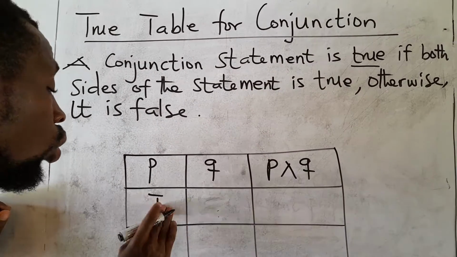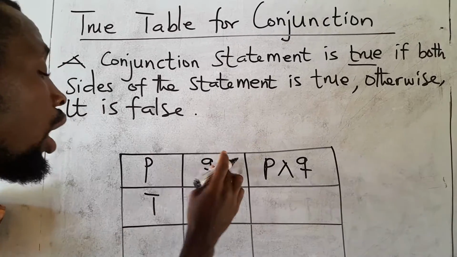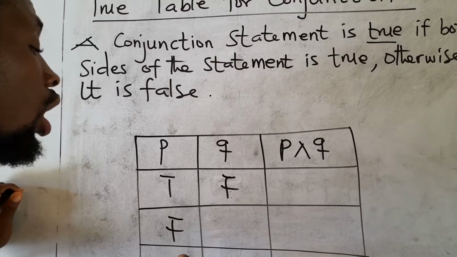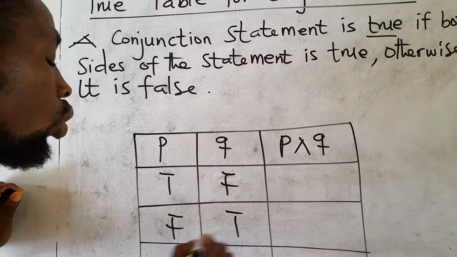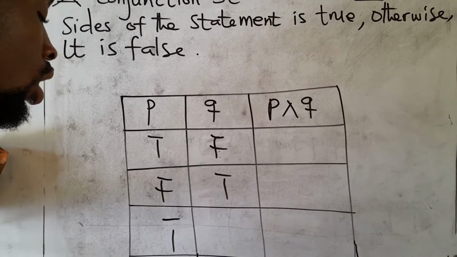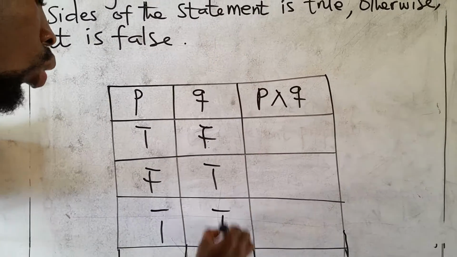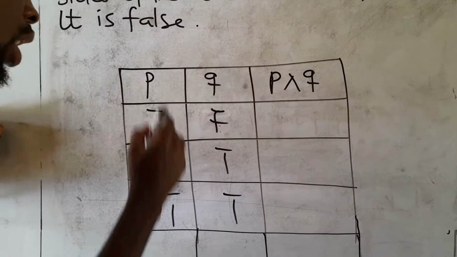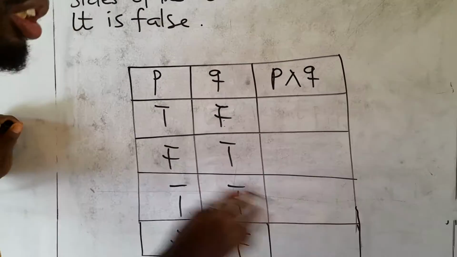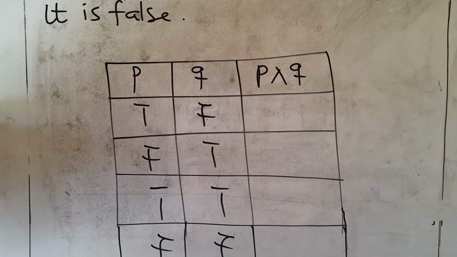Or Q is true and P is true and Q is false. P is false and Q is true. And P is true and Q is also true. And P is false and Q is false. Thus, we have covered all aspects of it.